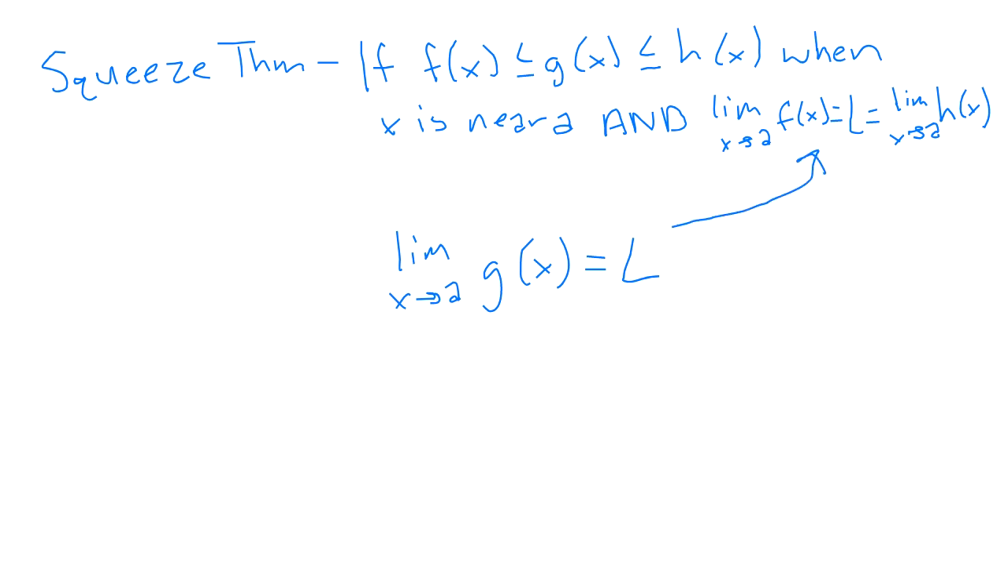This is essentially based off of the idea of interpolation. So if you have some lower value and some higher value, but those values are the same, everything in the middle also has to be the same as that. So now let's go ahead and do a sample problem of our squeeze theorem.